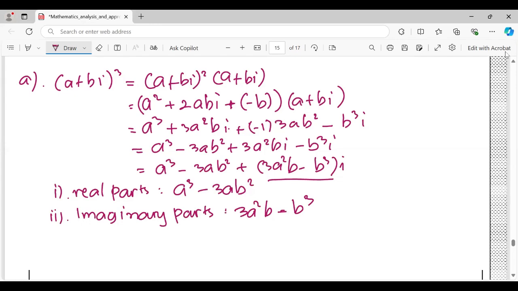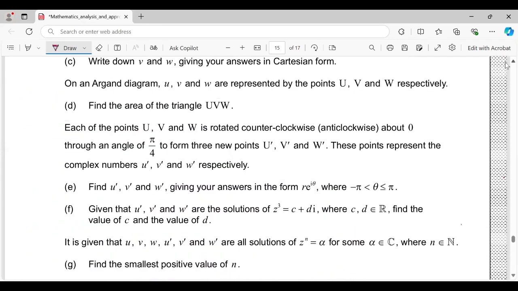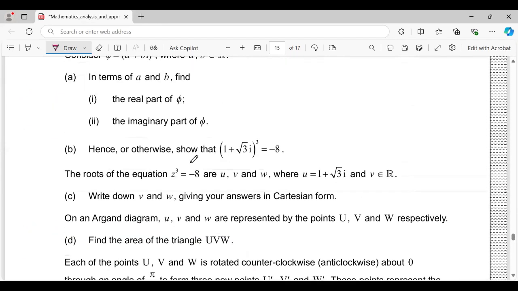Next, part b. Hence, or otherwise, show that (1 plus square root 3 i) cubed equals minus 8.